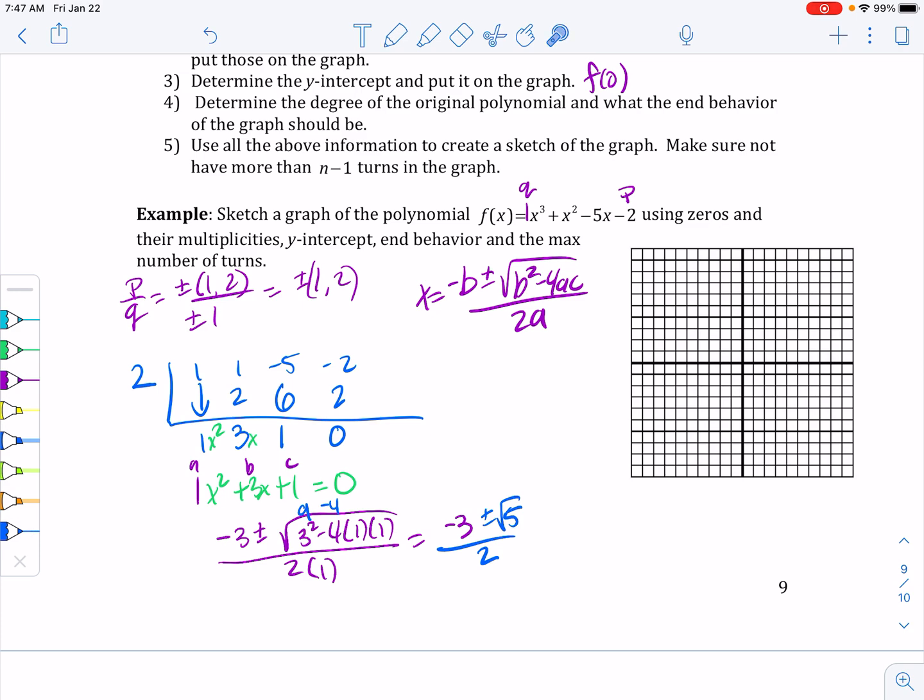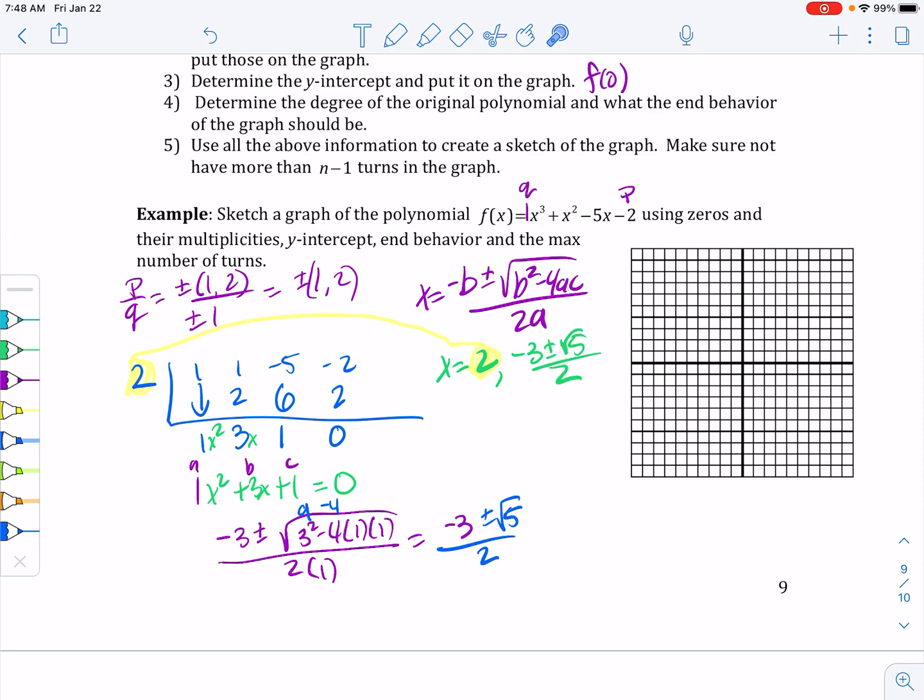So then these are my x-intercepts. So we have x equals 2 from our synthetically dividing, and then we have negative 3 plus or minus root 5 over 2. Each one of these shows up once, so these have a multiplicity of 1.